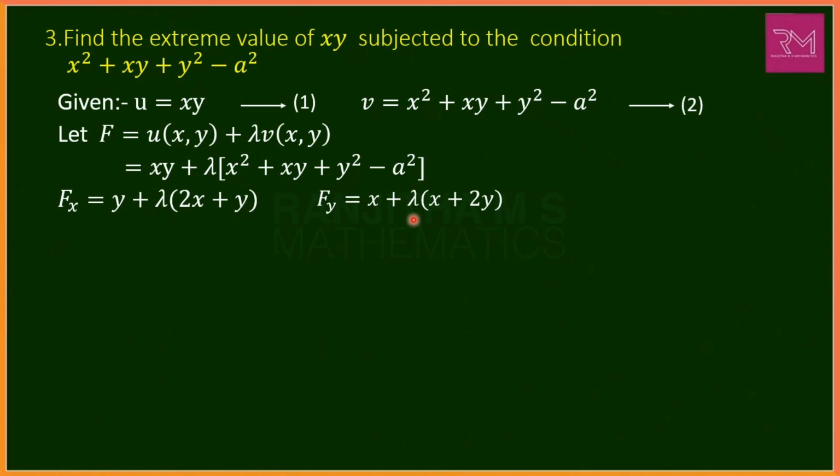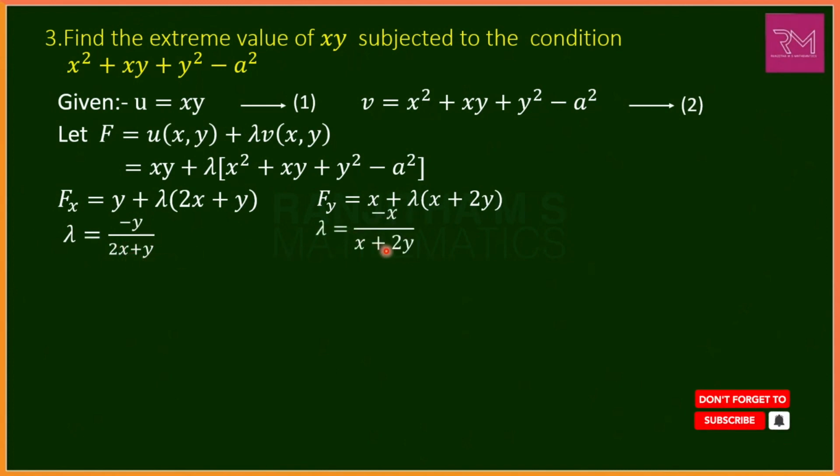After obtaining fx, fy, equate these two functions to 0. We get, here y plus lambda into 2x plus y is equal to 0, that becomes minus y, with 2x plus y going to the right hand side, divided by 2x plus y, that is our lambda is equal to minus y by 2x plus y. Similarly, lambda is equal to minus x by x plus 2y. Here lambda is minus y by 2x plus y, here lambda is minus x by x plus 2y.